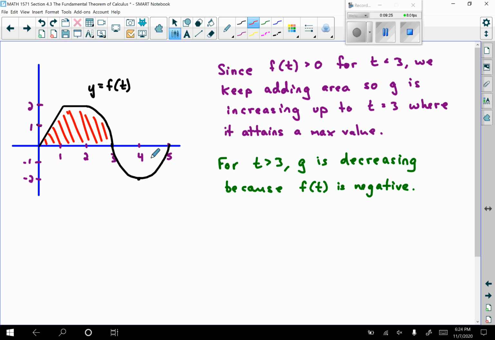Now for all the values of t greater than 3, g starts to decrease. We saw that because we got up to 4.3, but as soon as we went between 3 and 4, we started to take away from the area, because that area was below the x-axis, because f of t is negative there. So pause the video to continue writing that down, but it's a very important way to look at this graph. Sometimes our questions might be phrased that way.